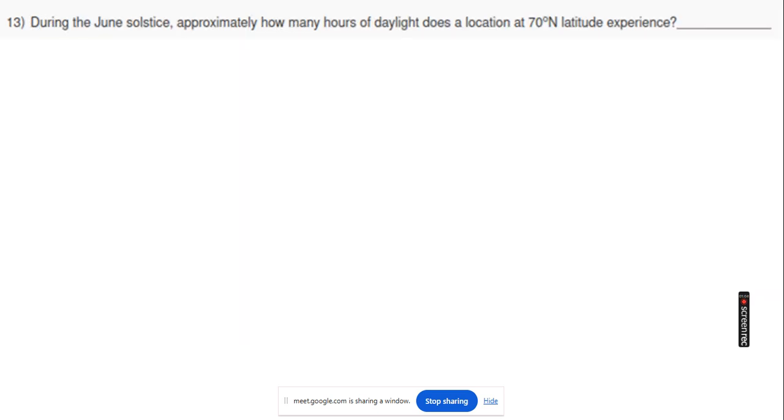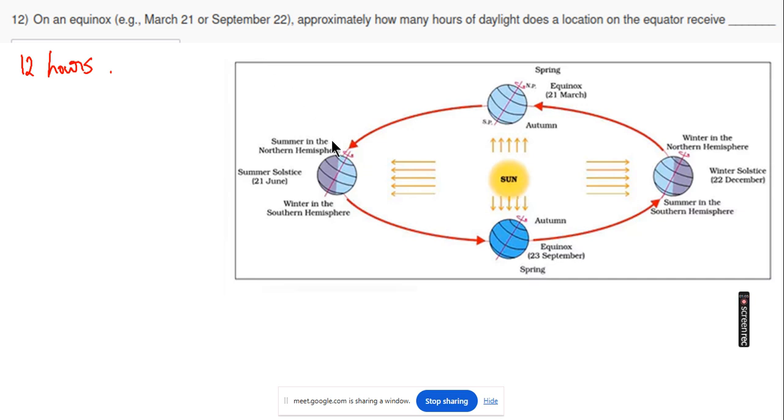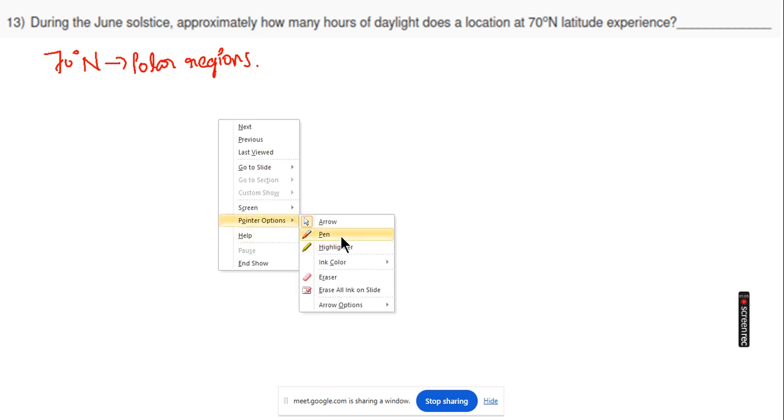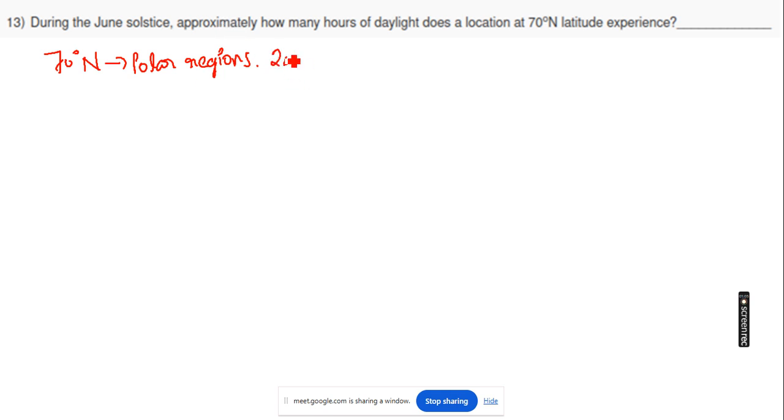This is again the next question. During the June solstice, approximately how many hours of daylight does a location at 70 degrees latitude experience? 70 degrees latitude basically comes in the polar regions. 70 degrees north is very close to the polar regions. And June is the period when the northern hemisphere is having summer solstice. Because of this, it is always illuminated by the Sun. Even as the Earth rotates, that region will always be experiencing sunlight. So it will be 24 hours.